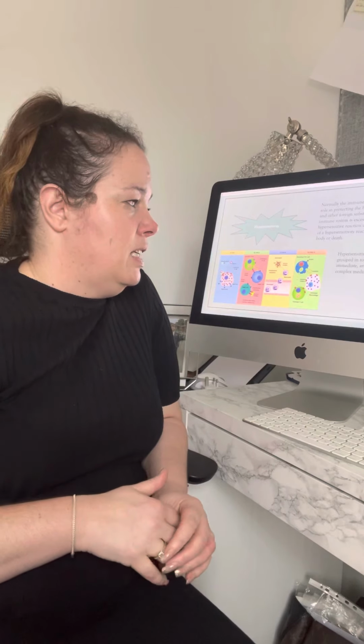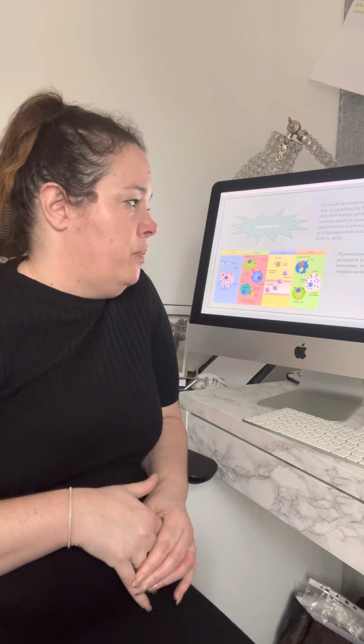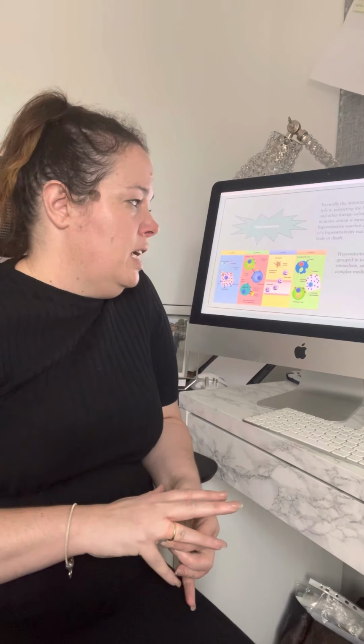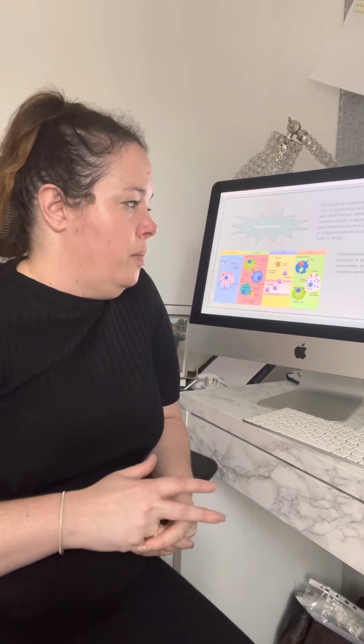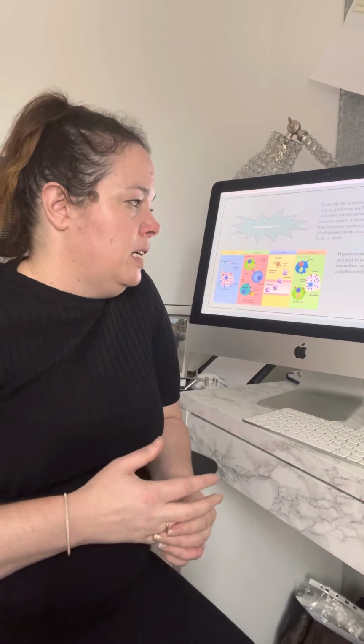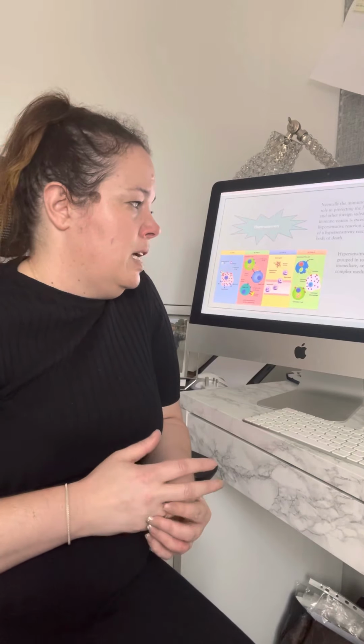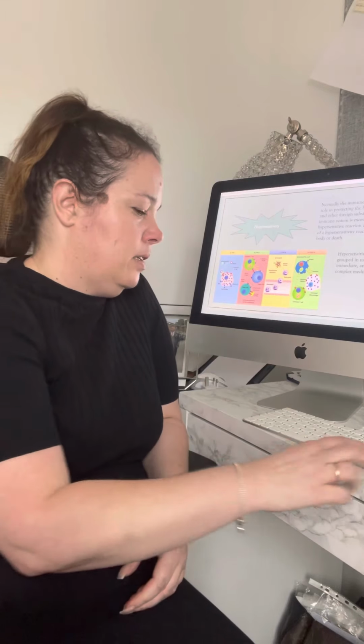Hypersensitive diseases have been grouped into 4 categories: immediate, antibody mediated, immune complex mediated, and cell mediated.